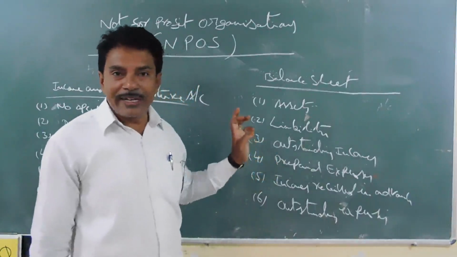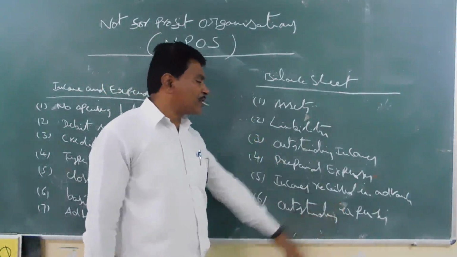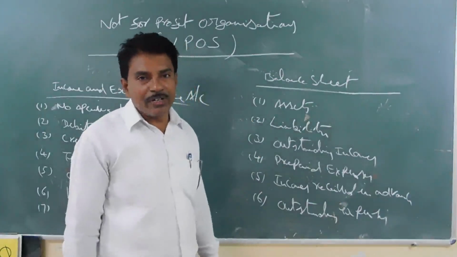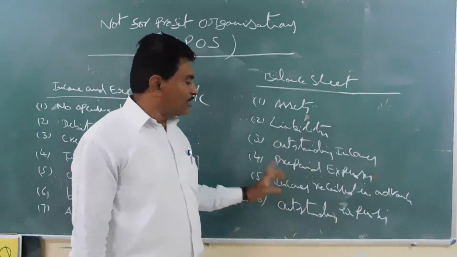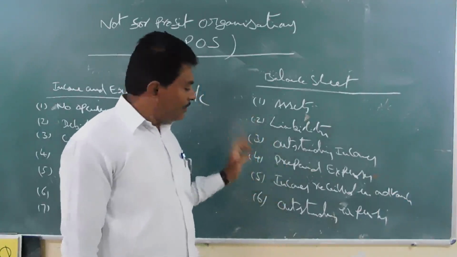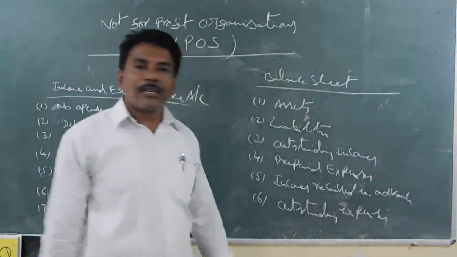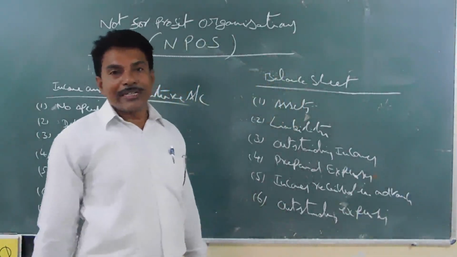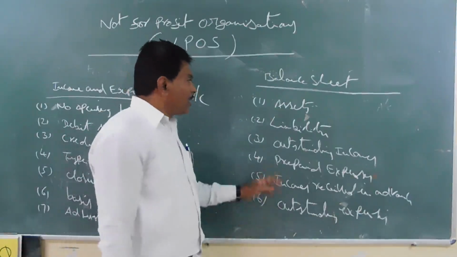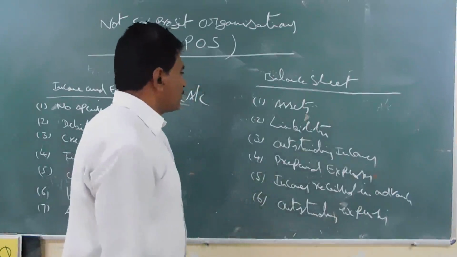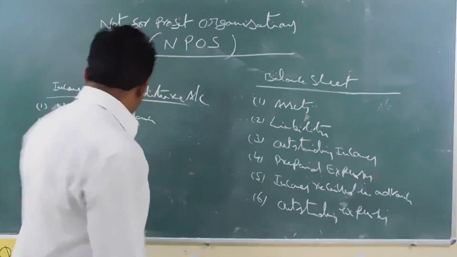So they are to be taken to the asset side. Next, incomes received in advance, for example, subscription received in advance. Such types of incomes, if any received in advance, must be taken to the liability side. Similarly, outstanding expenses. If any expenses are still due, such unpaid expenses are to be shown as liability. So these are the steps to be followed while preparing the balance sheet.